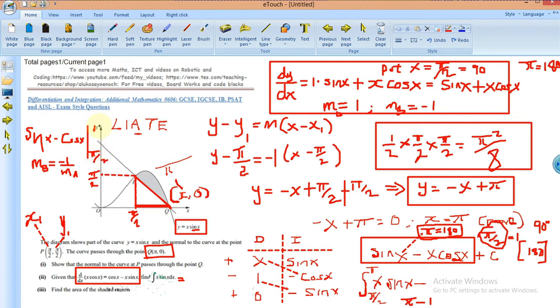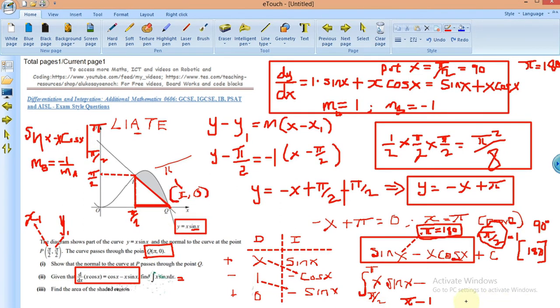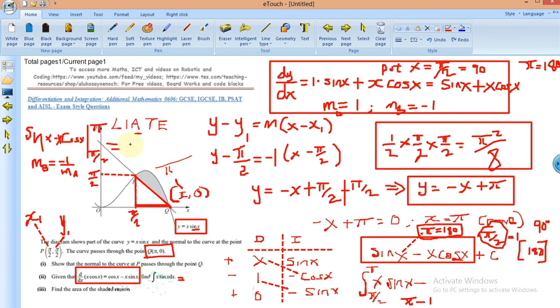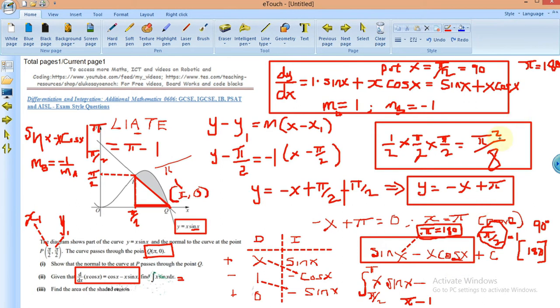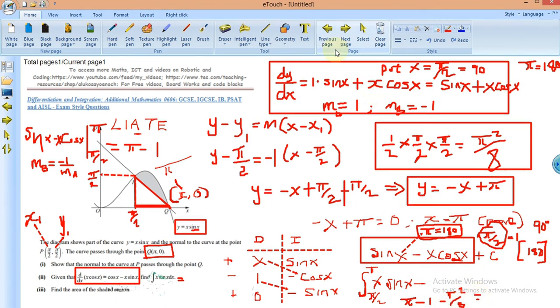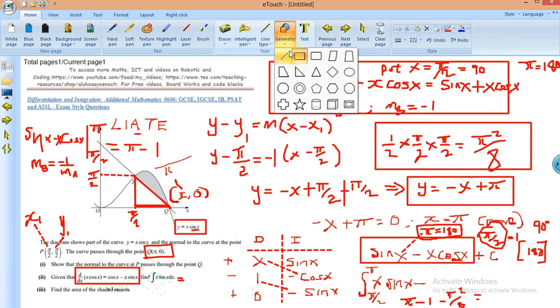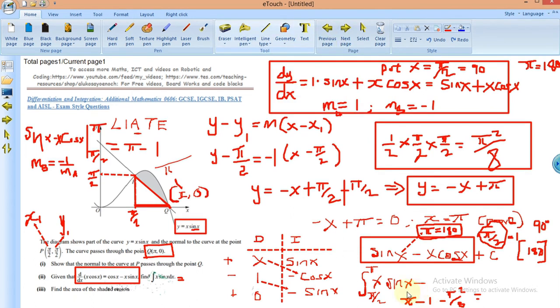So this is sine x minus x cos x. The limit of this, the answer is pi minus 1. That's the answer we got here, pi minus 1 when I use my calculator. Then the area here, minus pi squared over 8. You can plug this one in your calculator. I'm going to leave my answer here finally. So my final answer is pi minus 1 minus pi squared over 8. I will not simplify it further because of my time. So this is the final answer.